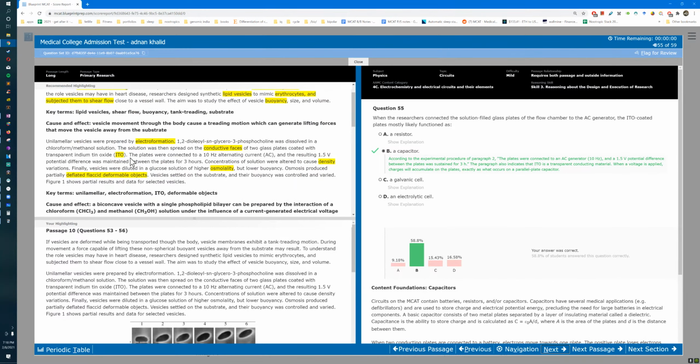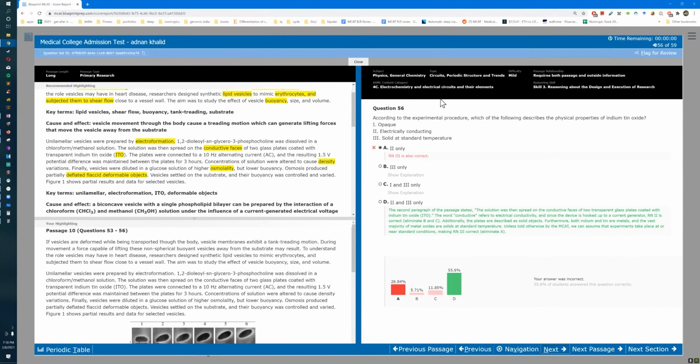ITO coated plate. So over here they're talking about 2 glass plates. That pretty much just tells you that it's a capacitor. It's coated with transparent indium tin oxide, ITO. So what are these plates functioning as? Capacitor.